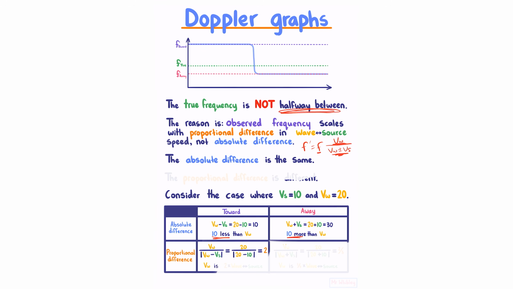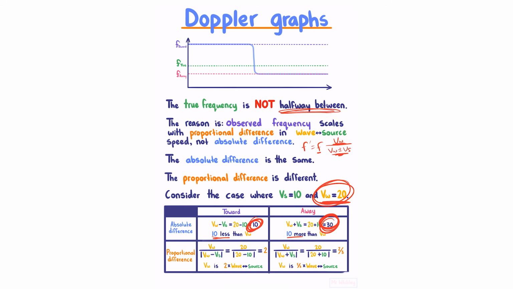What this means is that our Vw of 20 is double our wave source velocity of 10. However, for our situation of traveling away, we get 2/3, and so our Vw of 20 is 2/3 the wave source velocity of 30. And so because the proportional difference is different, and it's the proportional difference that scales our observed frequency, the situation isn't symmetrical. I know this was a lot, and I'll reiterate that this explanation is scholarship physics level, and that for level 3 physics, you just need to know this statement.